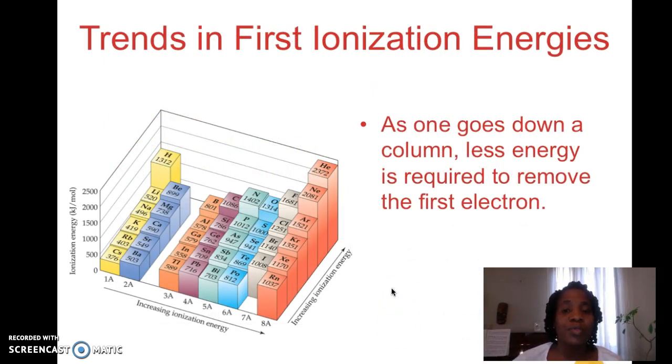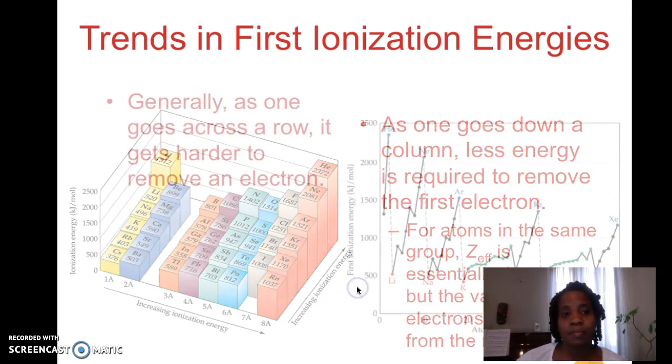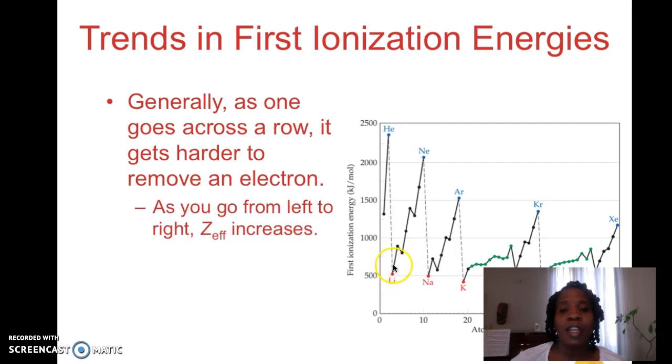What are our trends for the first ionization energy? Well, as you go down within a group, that outermost electron is further away from the nucleus, therefore the Coulombic attraction is weaker, that electron is easier to remove and therefore requires less energy. As you go across a row, you have an increase in the nuclear charge, the number of protons, therefore greater Coulombic attraction, and therefore more energy is required.